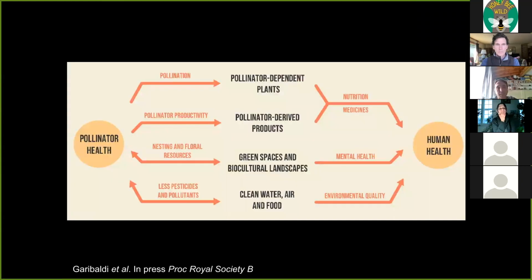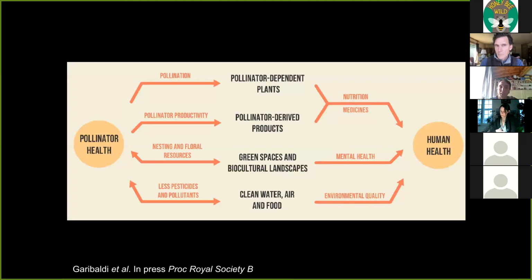And then this is also to relate more benefits of environments that provide pollinator health and how it's related to human health. And we have found four pathways. One is through nutrition, the pollination of food crops, but also providing food itself. The other one is through medicine. There are more than 28,000 medicinal plants all over the world that depend on pollinators.